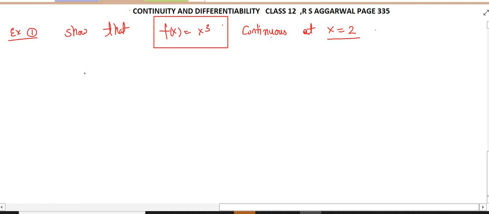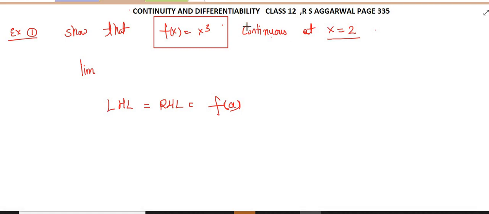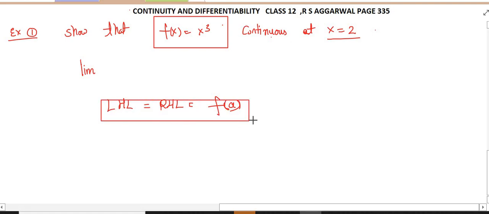To show the continuity, we have to check three things of a function. Left hand limit, right hand limit, and the function value at that point at which we are checking the continuity. Those all three should be exactly equal. Then we say that function is continuous.